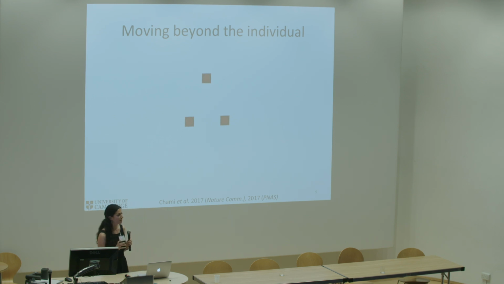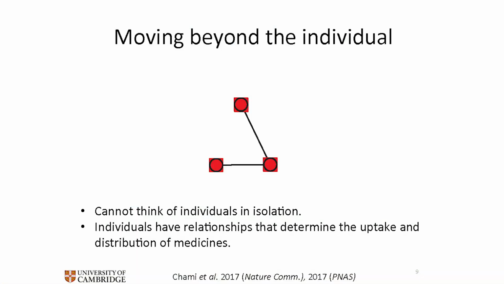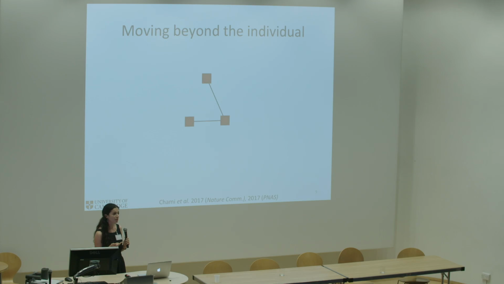But we can't just look at the characteristics of an individual. It's really important to understand the community that they're embedded in. So if we take these red dots, each one represents an individual. The simplest example is that they don't exist in isolation. They have relationships, they have friendships, they trust people for health advice. These ties are what determine the behaviors they engage in, the information they receive about the drugs that are available, and their willingness to ingest the drugs ultimately.